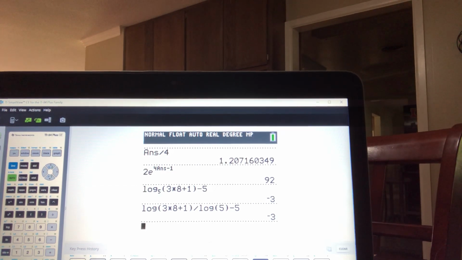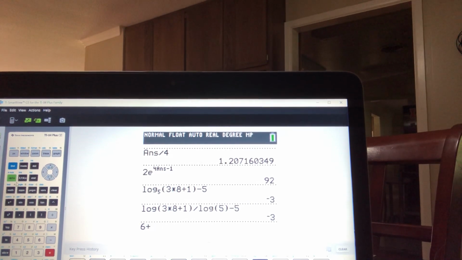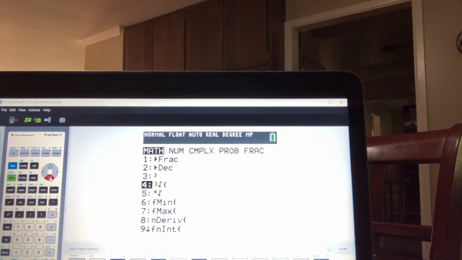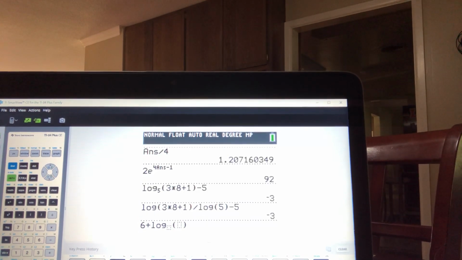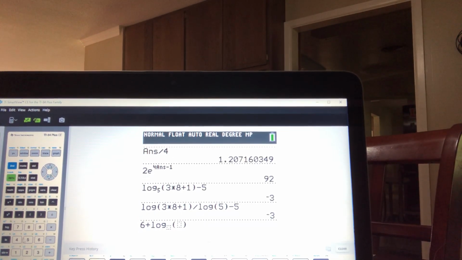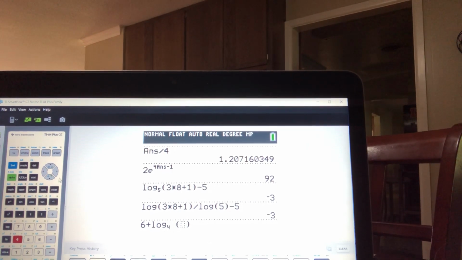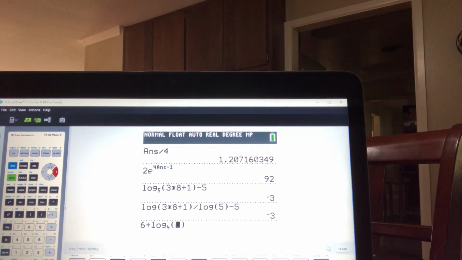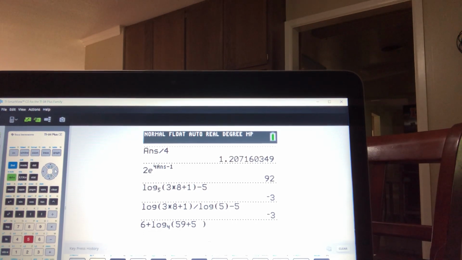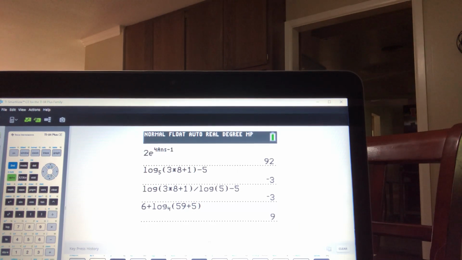So how to check this? You would put the 6 first, then the addition sign, go under math all the way to the bottom for log base, for some of you. And the base was a 4 this time. Inside of the parentheses we have x plus 5, so that would be, in this case, 59 plus 5. Go outside of the parentheses and press enter, and it does equal 9.